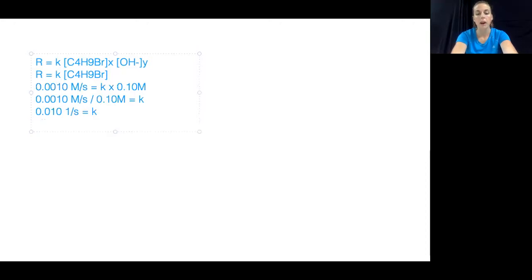So now to rewrite our rate equation for this chemical reaction, R equals, I'm going to plug in the K that I just found. Don't forget your units. Times the concentration of C4H9Br. And that is it.